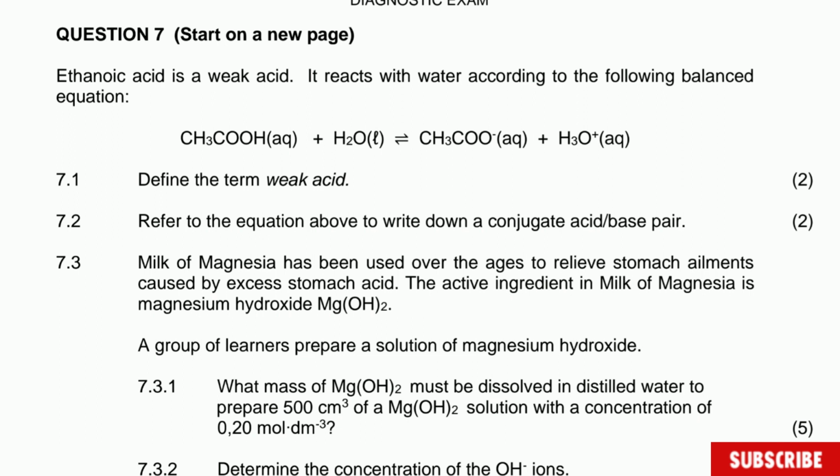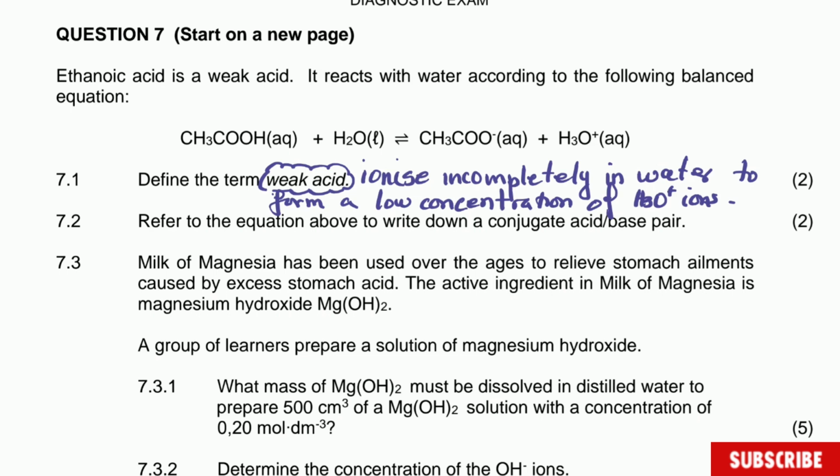Ethanoic acid is a weak acid. It reacts with water according to the following balanced equation. And then you have the balanced equation there. Define the term weak acid. So what is a weak acid?